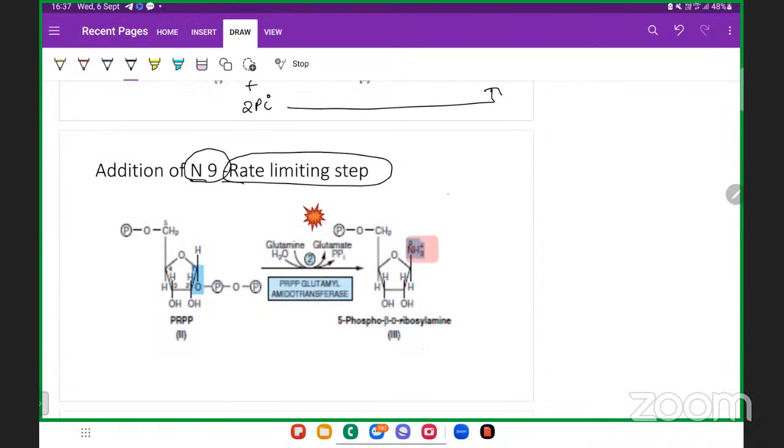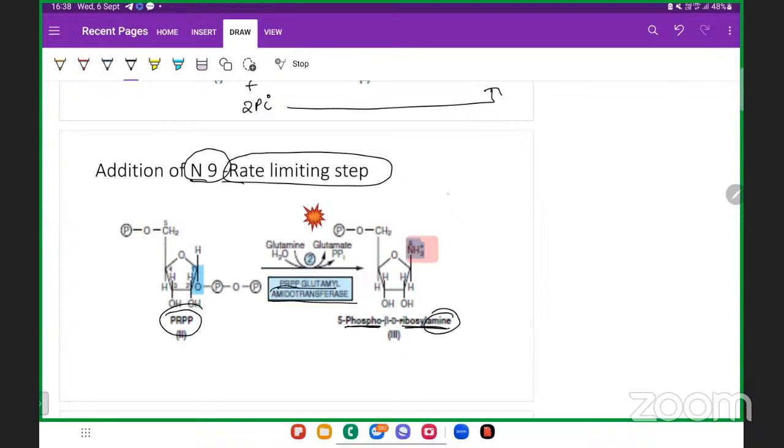In the presence of PRPP glutamyl aminotransferase. You have your PRPP, and the PRPP glutamyl aminotransferase is going to take away a phosphate. Along with it, you are going to give a glutamyl, so you are giving an amino acid, you are giving a nitrogen for it. So in the presence of PRPP glutamyl aminotransferase, PRPP gets converted into phosphoribosyl amine.